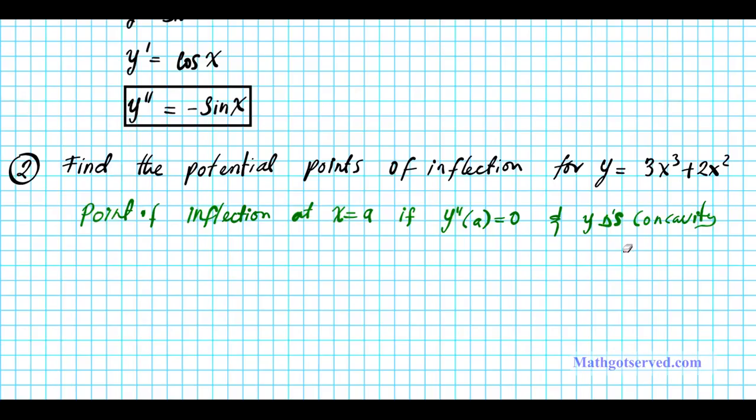As long as there's a change in concavity and the second derivative is 0, then you have a point of inflection. We're just looking for potential points here. So finding the second derivative and setting it equal to 0 and solving for x will help us find the potential points of inflection.